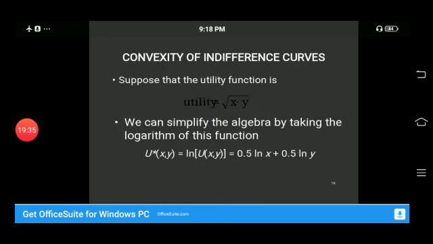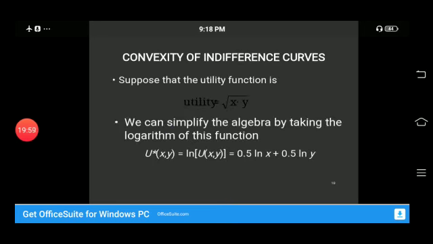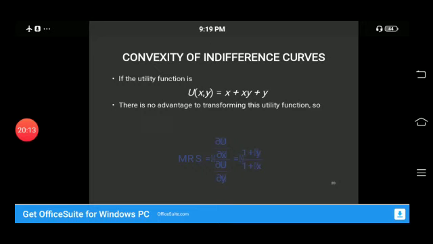Remember that the derivative of natural log of x is 1 over x, and of natural log of y is 1 over y. So it becomes 0.5 multiplied by 1 over x plus 0.5 multiplied by 1 over y. But here we need ∂u over ∂x, so we take the partial derivative with respect to x. With respect to x, it becomes 0.5 over x, and for y it is 0.5 over y.